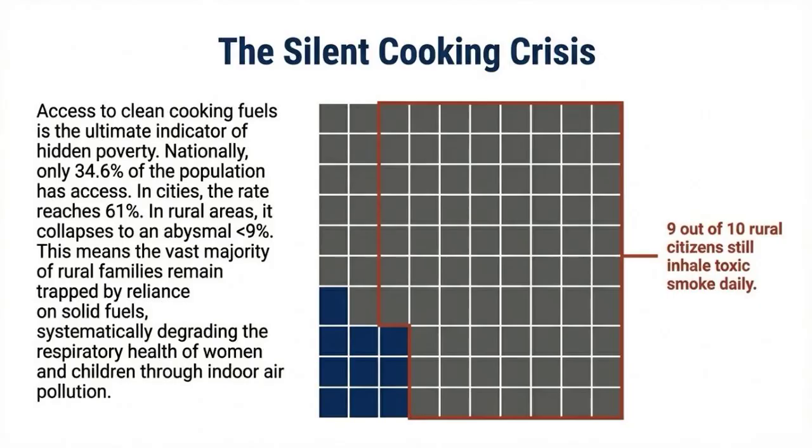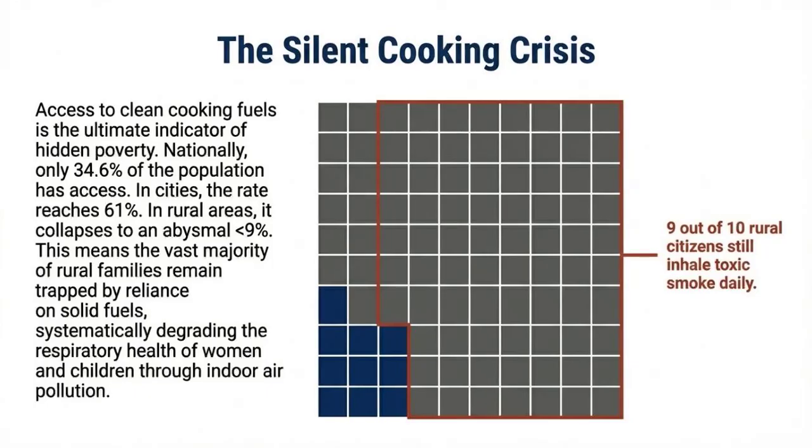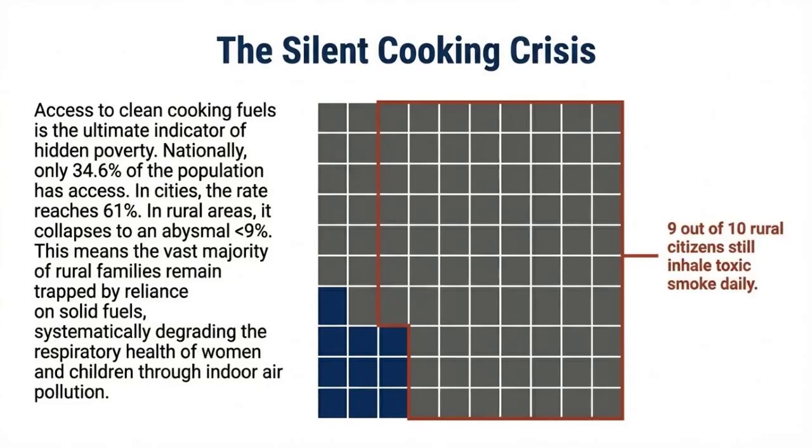Imagine this grid of 100 identical squares representing 100 rural citizens. The designers are instructed to fill just 9 of those squares in a bright, clean blue, representing the 8.8% of rural residents who have access to clean cooking fuels, like liquid petroleum gas or electricity. And the other 91 squares are colored in a suffocating toxic gray. It is a stark visual.